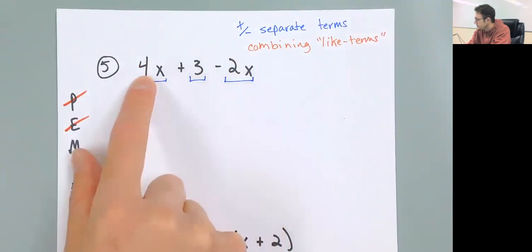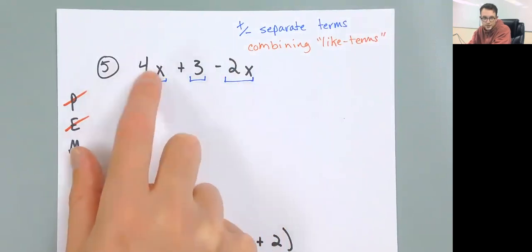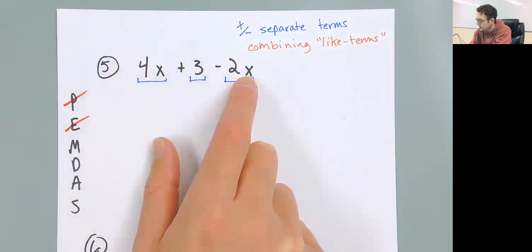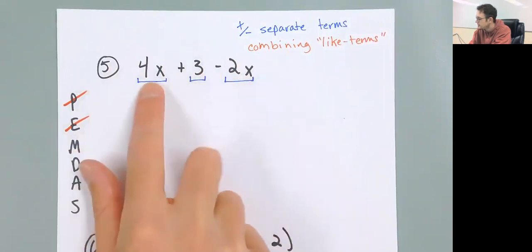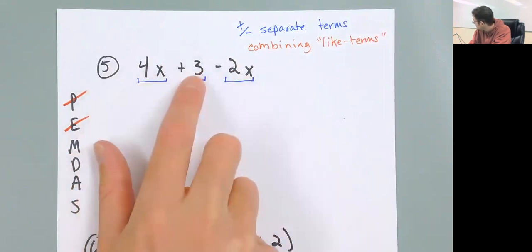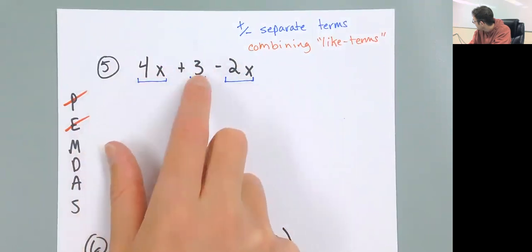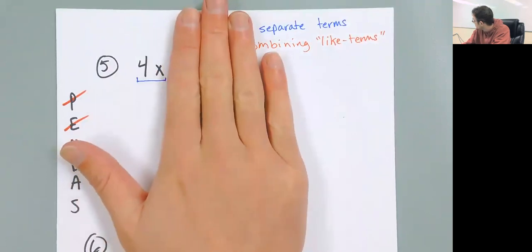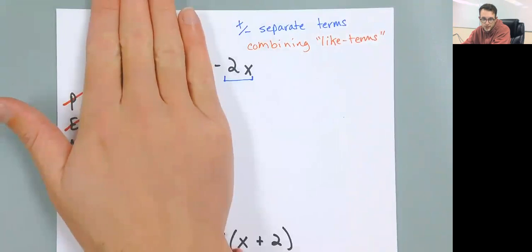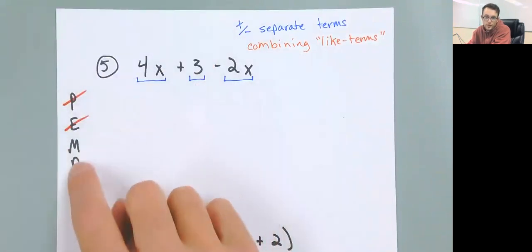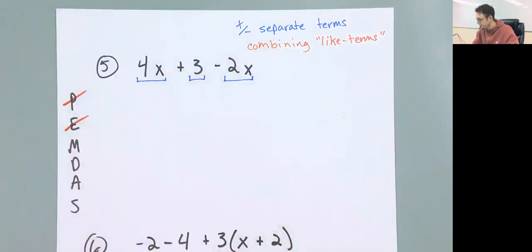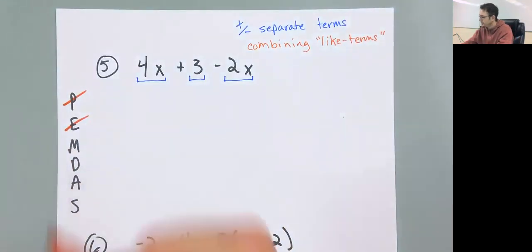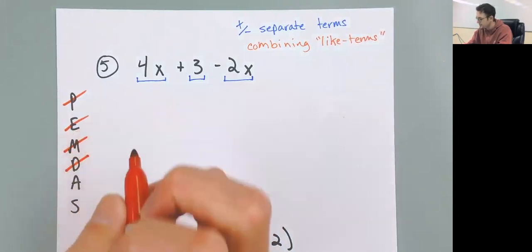I totally get that this is 4 times x. That's 4 times x. This is negative 2 times x. However, these terms, this term and this term, are not separated by multiplication. That's as simplified as that gets. That's as simplified as that term gets. That's as simplified as that term gets. So that's not actually multiplication and division. And you'll see that in the next example, which might make it a little bit more clear. But there's no multiplication and there's no division.